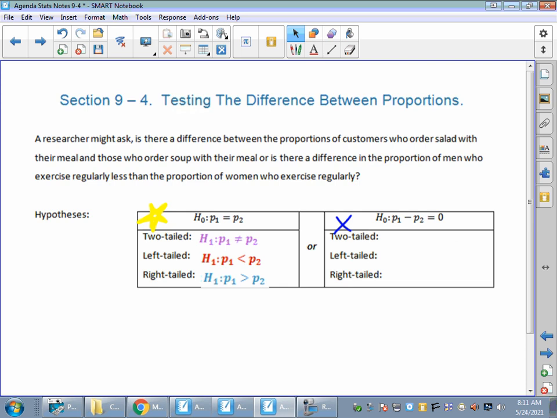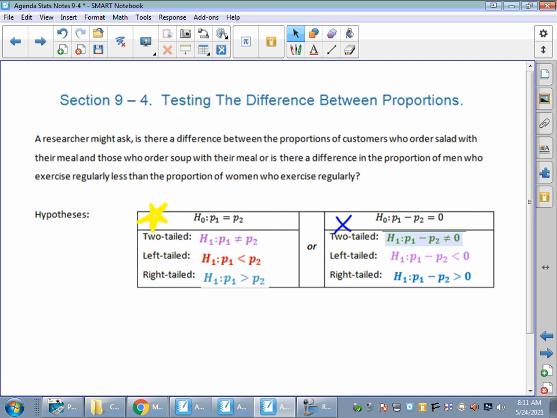If we were looking at these in terms of their relation to 0, remember, if you subtract them, if they're equal, the difference would be 0, and if not equal, it would not be equal to 0. If it's left-tailed, proportion 1 minus proportion 2 would be less than 0. And if it's right-tailed, proportion 1 minus proportion 2 would be greater than 0. I like the left-hand column better. I think that you all understand that a lot better.